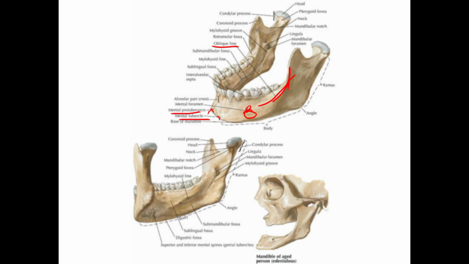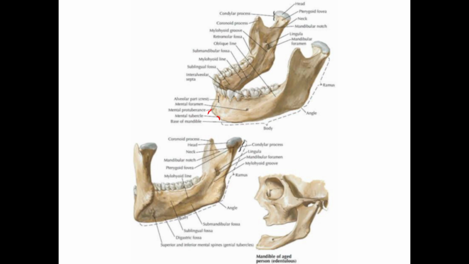Now we'll talk about the inner surface structures. Now you have the mylohyoid line. This mylohyoid line is present here. So basically it is a prominent ridge that runs obliquely downward and forward below the third molar. Always remember that it is below the third molar to the median and below the genial tubercles.